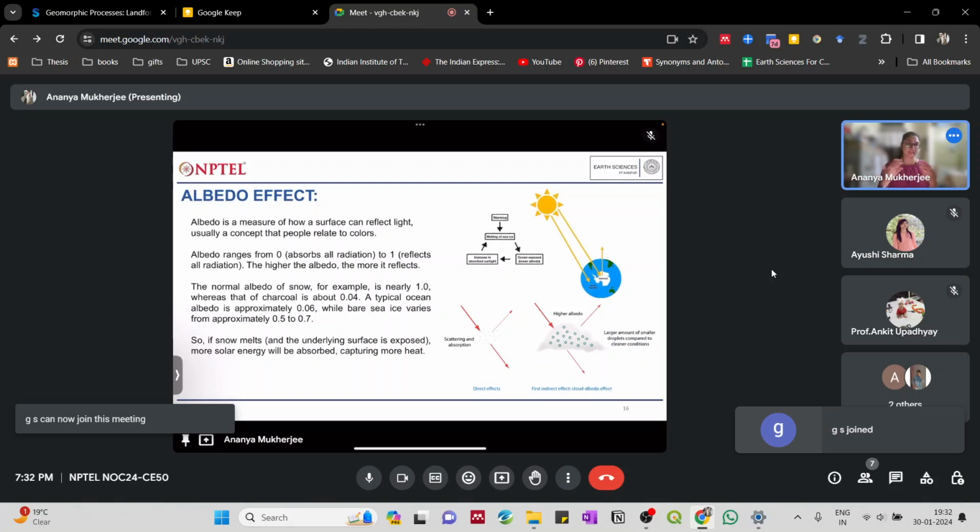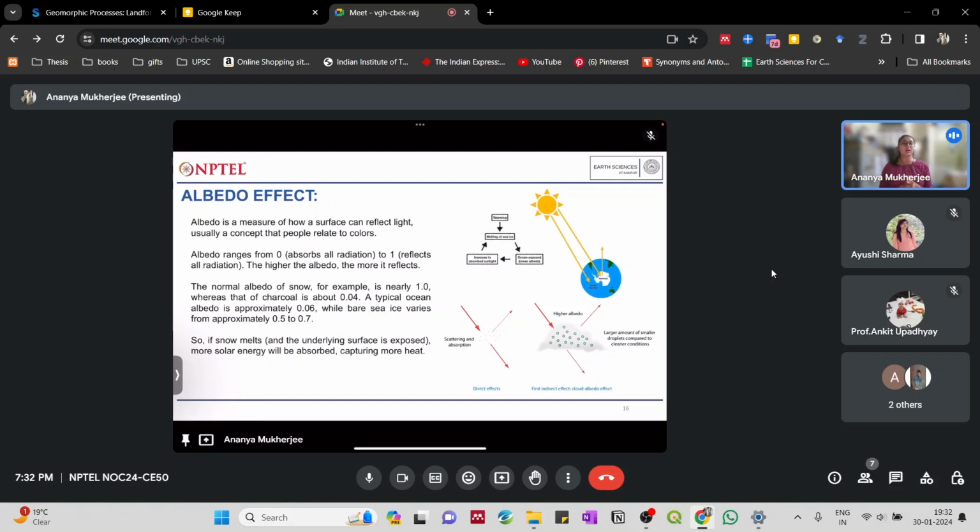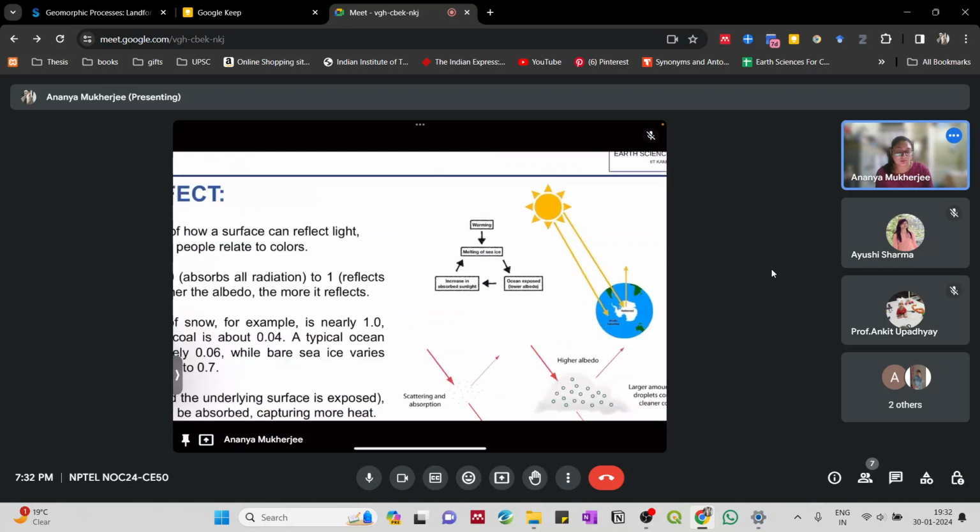Some people say that white color reflects all of the light that is falling on it. Okay, so the albedo effect follows a similar kind of principle. Okay, so you can see over here, I will just zoom in on this.